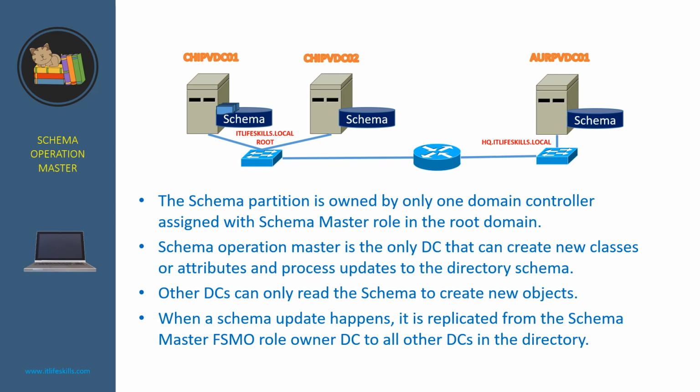In Active Directory, the schema partition is owned by only one domain controller assigned with Schema Master role in the root domain. The Schema Operation Master, therefore, is the only DC that can create new classes or attributes and process updates to the directory schema. Other DCs can only read the schema to create new objects. When a schema update happens, it is replicated from the schema master role to all other DCs in the directory like this.